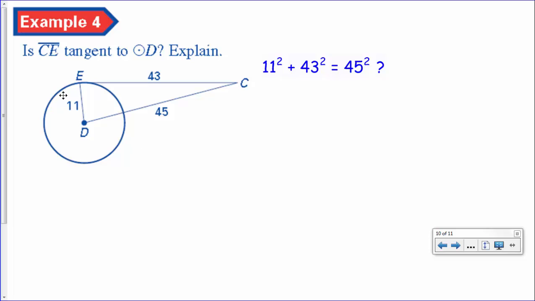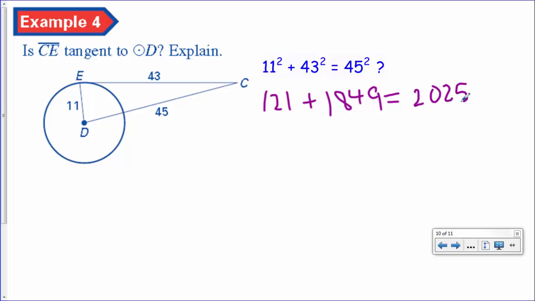Here's a way we can test if a segment is tangent to a circle. The example says, is CE tangent to our circle D? So we check. We want to know, is this a right angle over at E? So we check to see and do the math. Is 11 squared plus 43 squared equal to 45 squared? So we're checking now to see if 121, which is 11 squared, plus 43 squared, which is 1849, does that equal 2025, which is 45 squared?